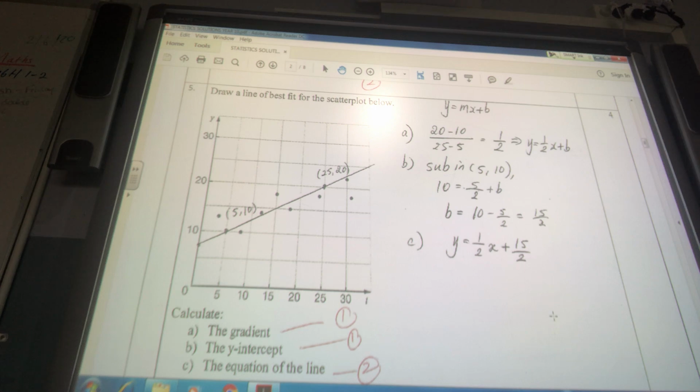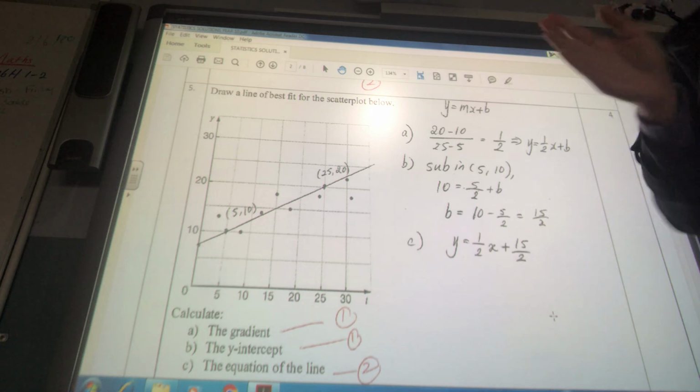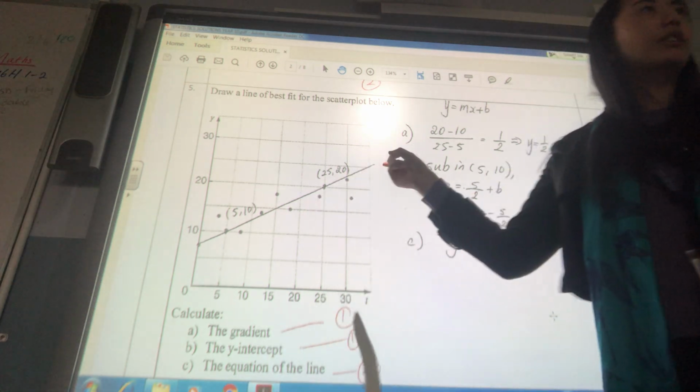On the scatter plot. This is where a lot of you got wrong. It should be on the line. Everyone should have a different line of best fit, right? It doesn't have to be already one of the dots. It has to be on the line you have drawn.